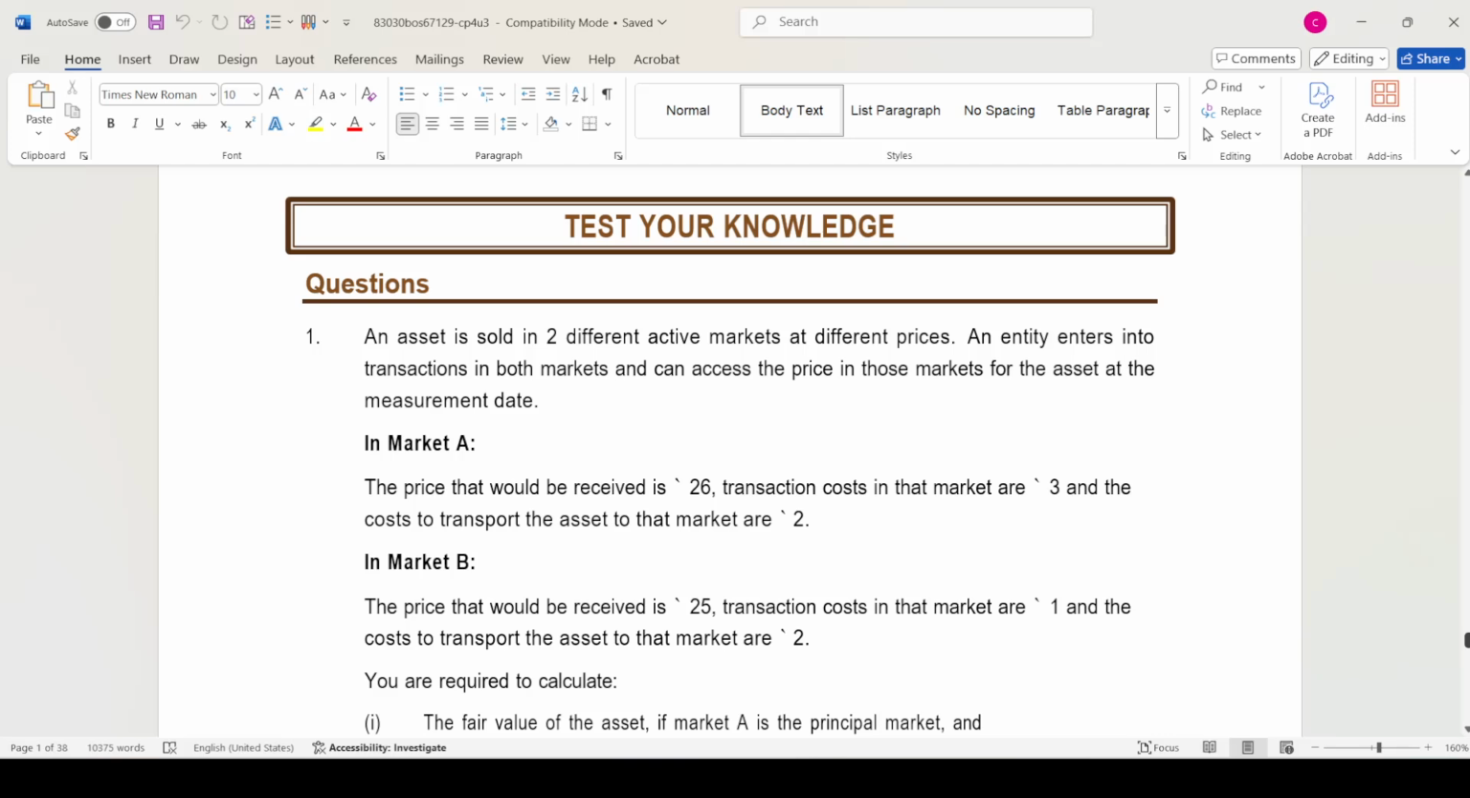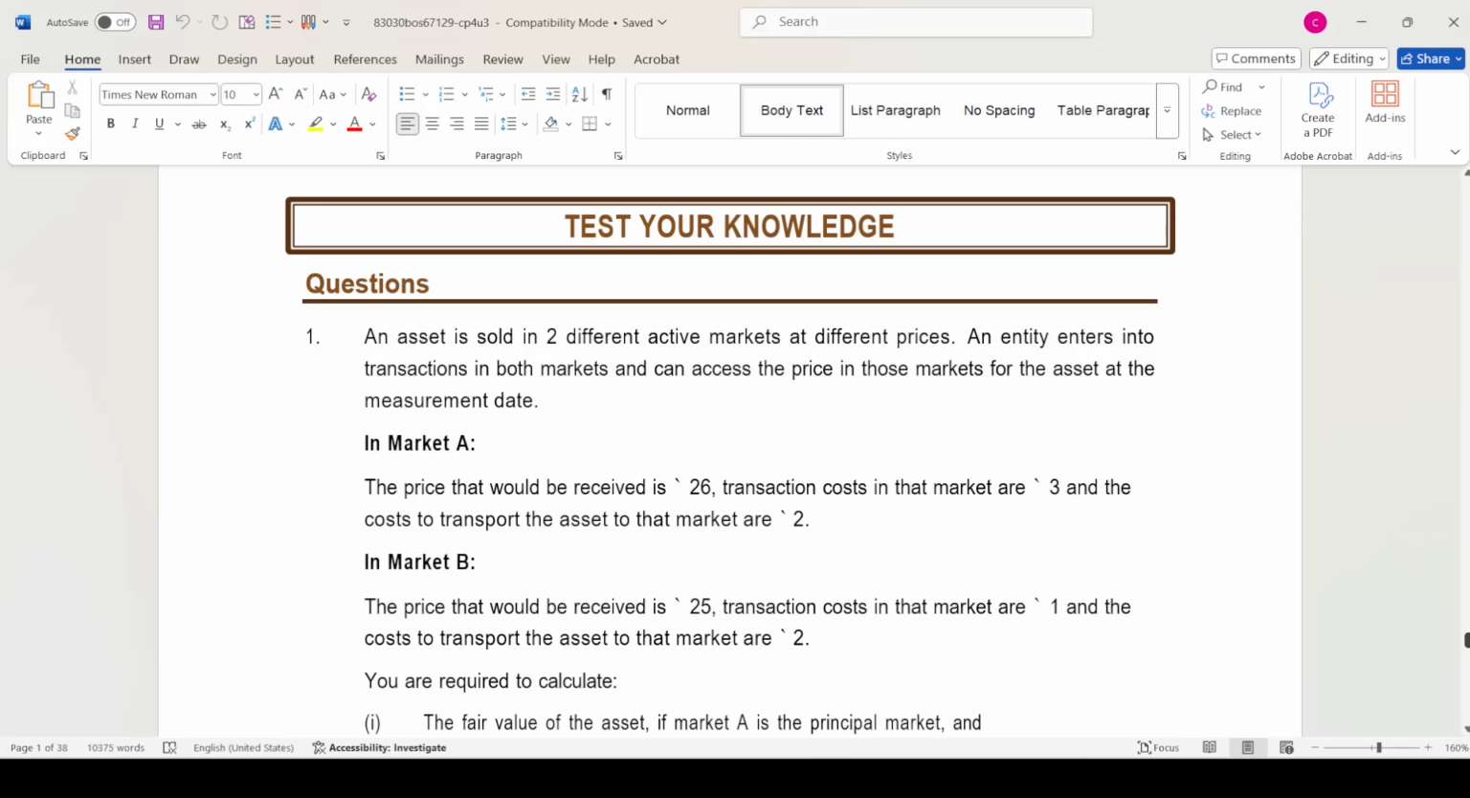Why shouldn't we consider transaction cost? The transaction cost is a cost incurred because of a particular transaction, that is not a cost of the asset, right? So that is the reason why we should not consider the transaction cost. Again, I'm repeating, if we have a principal market, we should take the principal market only, not the most advantageous market. Why? The principal market is a market where a large number of transactions happen, so the chance of liquidity of the asset is high. It is more reliable if we take the price quoted in the principal market.